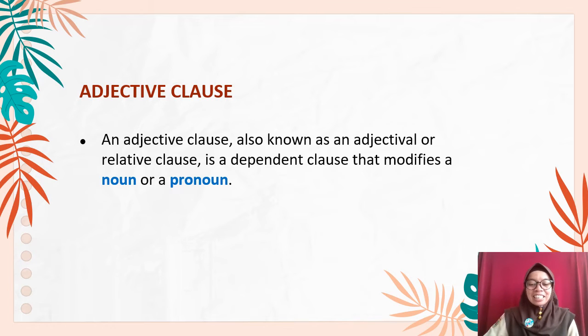Now we will learn about adjective clause. What is an adjective clause? An adjective clause, also known as an adjectival or a relative clause, is a dependent clause that modifies a noun or a pronoun.